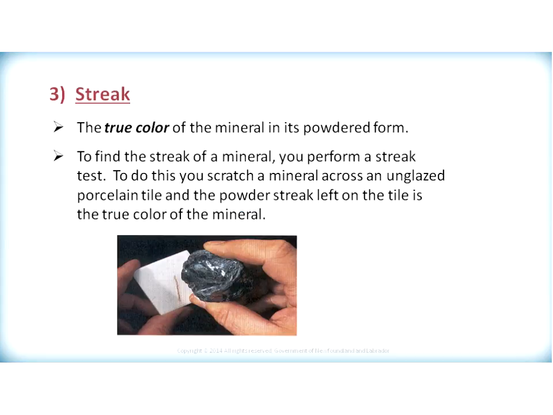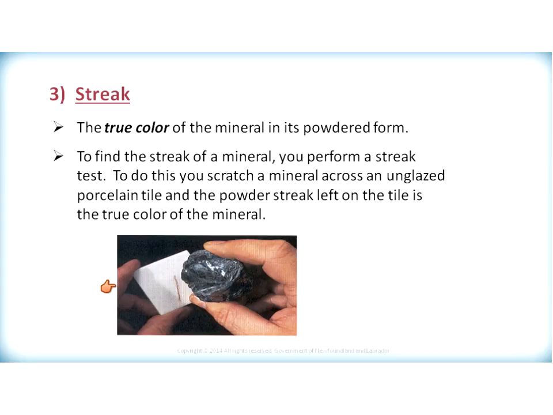A third mineral property that we can study that is very reliable is called streak. Streak is the true color of the mineral in its powdered form. To perform a streak test, you take the mineral and scratch it across non-glazed porcelain tile, as seen in the diagram here. Once you scratch the mineral across the tile, you will notice that there is a powder left on the tile if the mineral is softer than the unglazed porcelain tile. This color of the powder is the true color of the mineral.